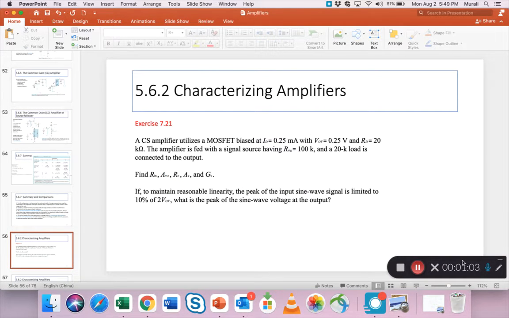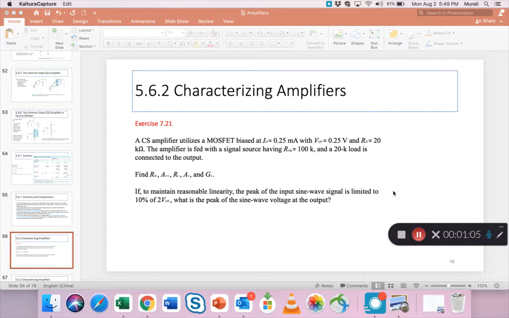So I'm on slide 56 and I'm looking at an exercise 7.21. Unfortunately, in the 6th edition of the textbook, the one that we are actually following, there aren't many good examples that he has solved on these topics. On the other hand, I find that in the 7th edition, there's more material that I can pick from, to help you with the problems for this material.